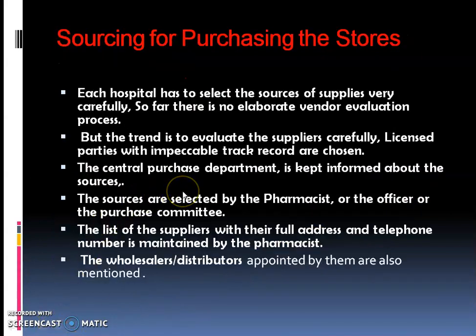Then, sources of purchasing the store. What should be your source for purchasing the stores? Each hospital has to select the source of supplies very carefully. So far, there is no elaborate vendor evaluation process, but the trend is to evaluate the supplier carefully. Licensed parties with an impeccable track record are chosen. The central purchase department is kept informed about the source. The sources are selected by the pharmacist, the officer, or a purchase committee. The list of suppliers with full address and telephone number is maintained by the pharmacist. The wholesaler and distributors appointed by them are also mentioned.